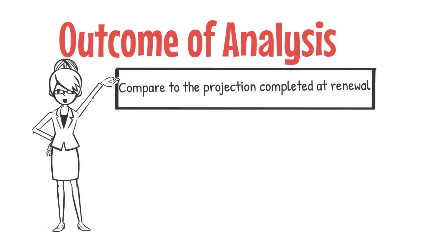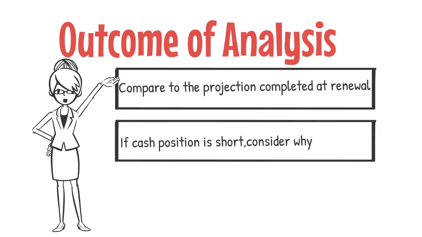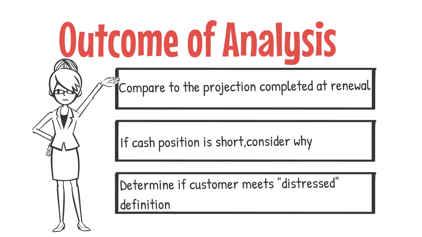The outcome should also be compared to the projection completed at renewal. We should be able to indicate what the cash long short was anticipated to look like and what it looks like as of now. If the cash position is short, it is a result of a short crop, higher expenses, cash capital purchases, or weak beginning capital position. These and other pertinent information should be addressed in the comments section.